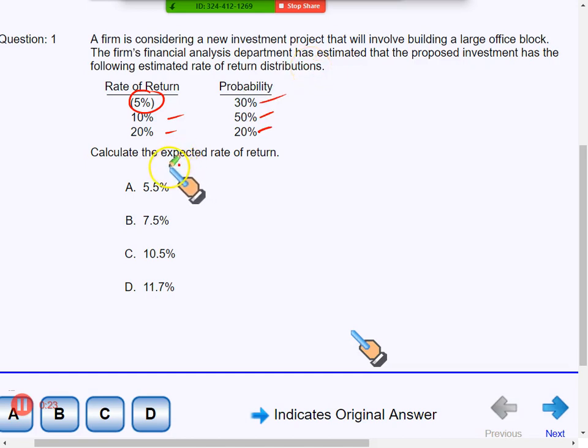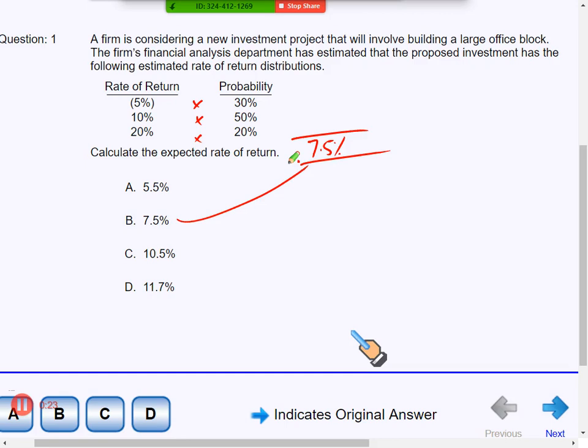If the question requires you to find the expected rate of return, it's a very simple question. You will simply have to multiply these returns with their corresponding probabilities and add your result, and that is all. So what I'm going to do, I'm going to write -5% on my calculator, -5 times 30%, plus 10% times 50%, plus 20% times 20%. So I've simply multiplied these returns with their probabilities and added the result. It gives me 7.5%. This 7.5% is the expected rate of return.